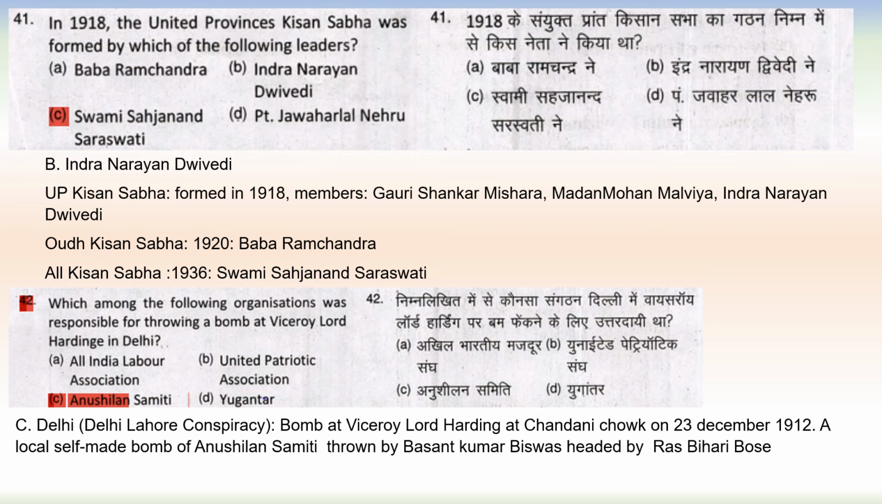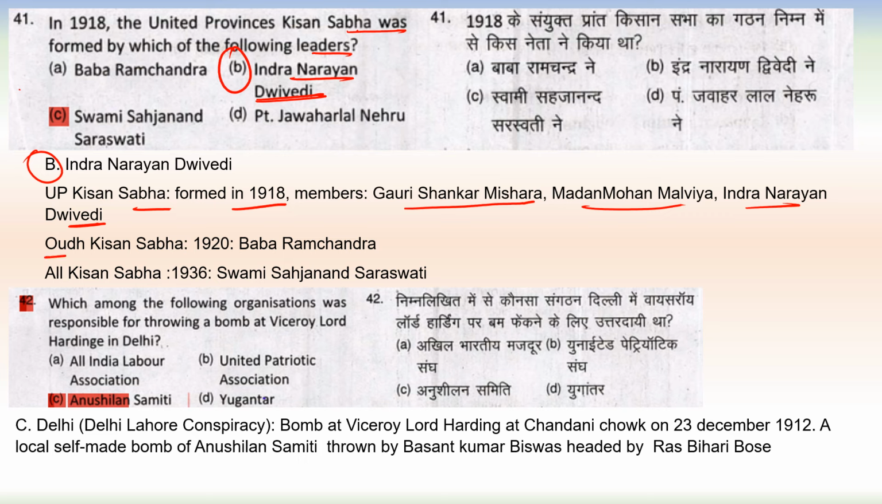Next one. The United Province Kisan Sabha was formed by which of the following leaders? United Province Kisan Sabha was formed by Indra Narayan Dwivedi. Let's see some other Kisan Sabha. UP Kisan Sabha, United Province Kisan Sabha, formed in 1918. Members were Gauri Shankar Mishra, Madan Mohan Malviya, Indra Narayan Dwivedi. So they were the founding members.